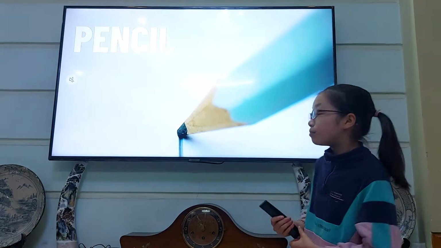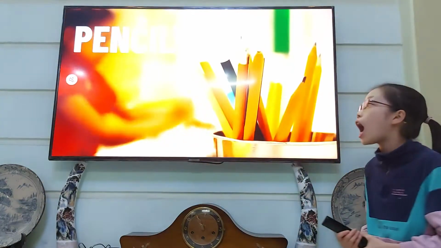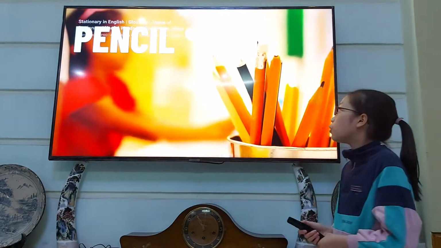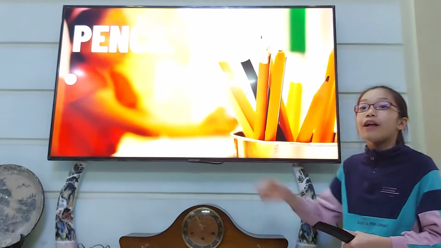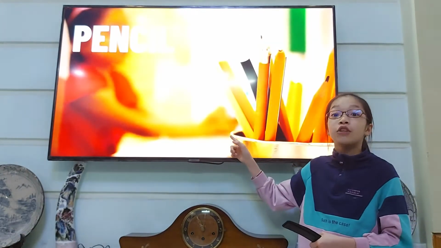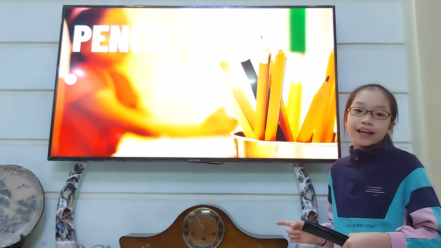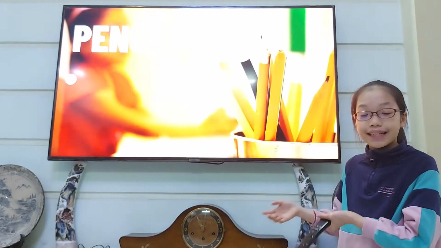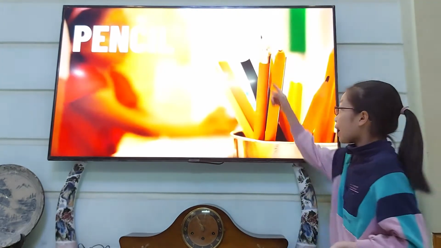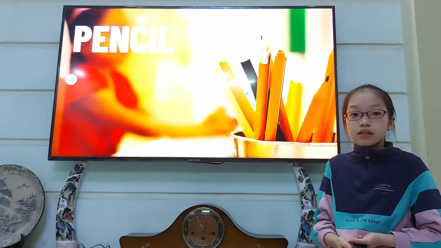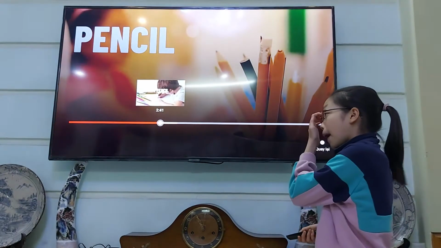Next, we have a pencil. Yeah, a pencil to write stuff on paper. And you know, the material inside a pencil is called graphite. We need graphite in order to make a pencil. So this thing inside the pencil is called graphite.